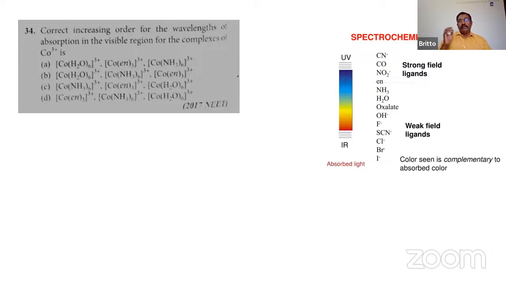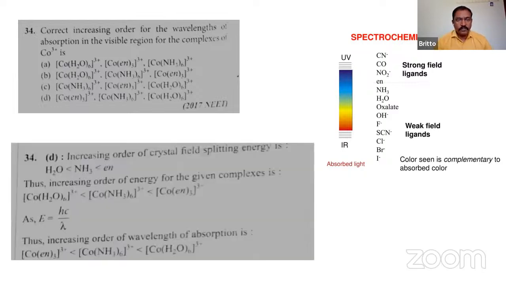And so if it is wavelength, it means the reverse order. So first has to be the en3 complex, the ethylenediamine ligand first, followed by NH3, followed by H2O. That is option D. So the increasing order of crystal field energy is H2O, NH3, en, whereas E equals hc by lambda, that formula we know, E equals hc by lambda.